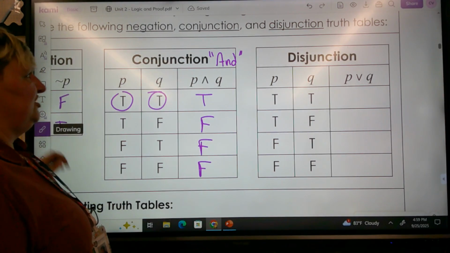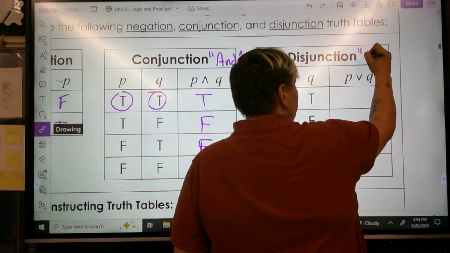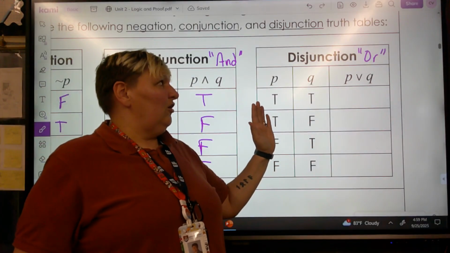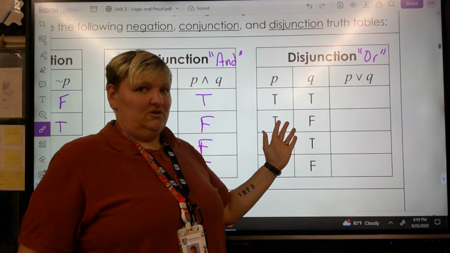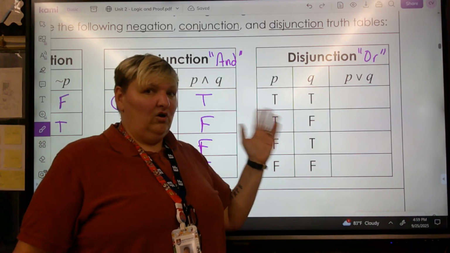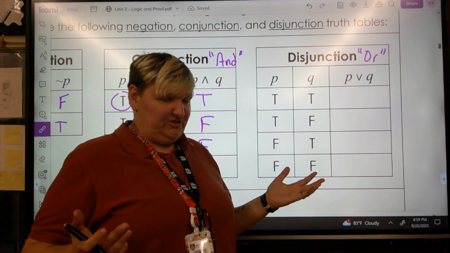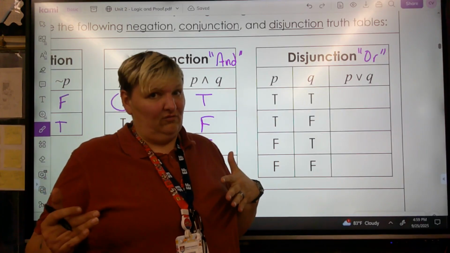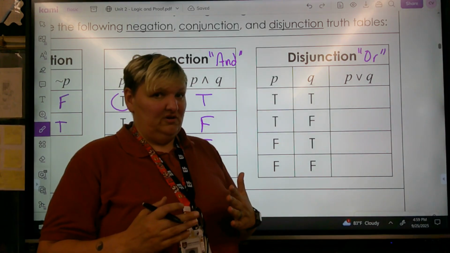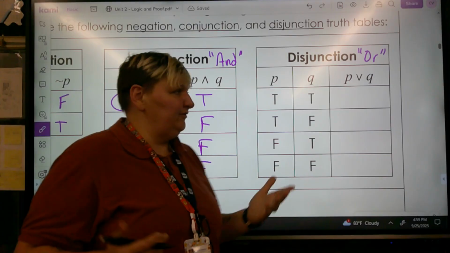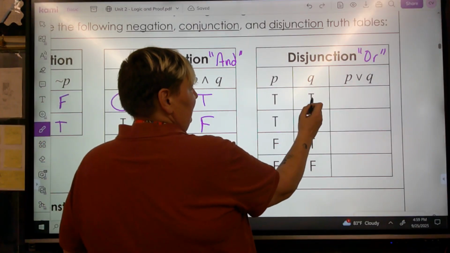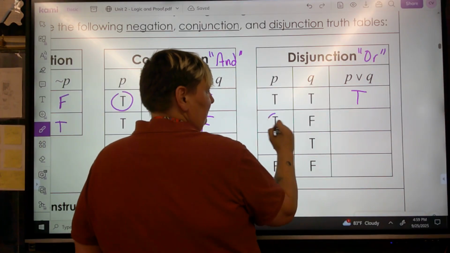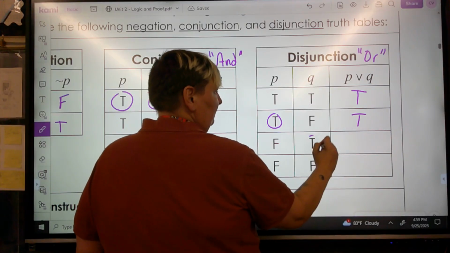Then we have our disjunction, which is our or statements. And for our disjunction, in order to be true, one, the other, or both need to be true. At least one has to be true. There has to be a true statement involved in order for the whole thing to be true. So one, the other, or both. Right? So if one, the other, or both is true, then you're true.